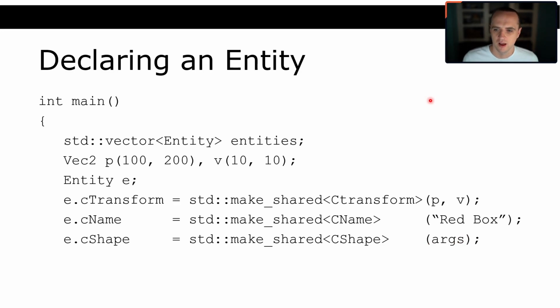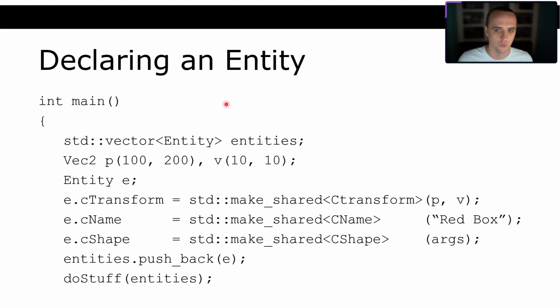All right. So once I'm done setting up this entity and I've set the properties of the entity, then I can take this entity and put it into the vector. And then I'll do stuff with those entities. So now I've set up a bunch of entities, I've put them into the vector, and now I want to do some things with those entities.